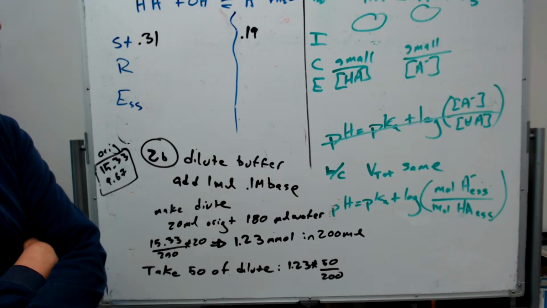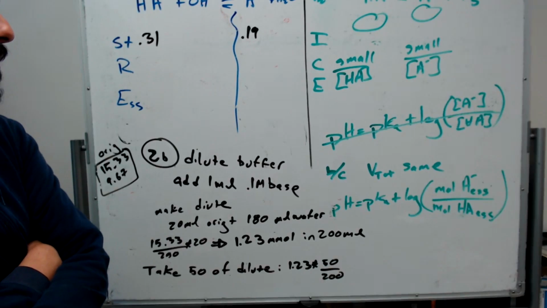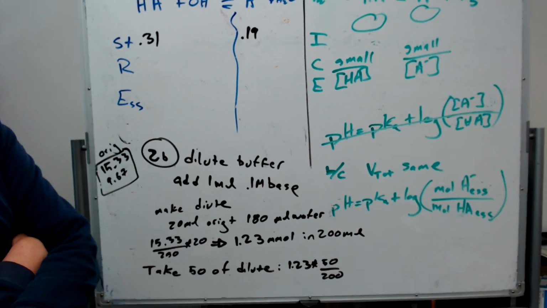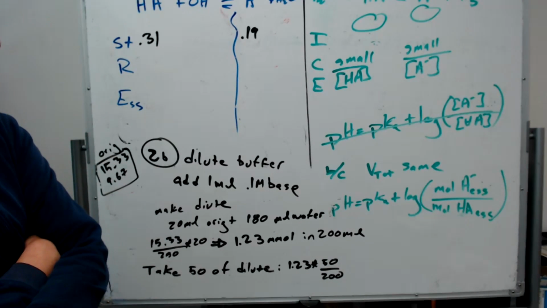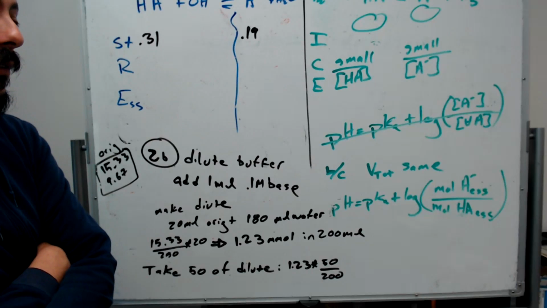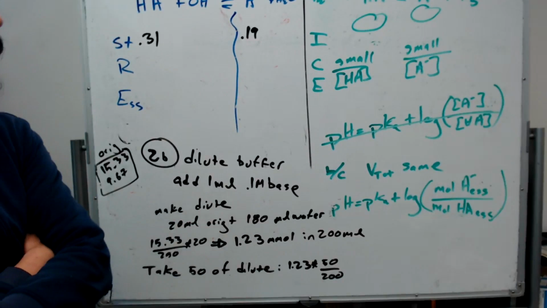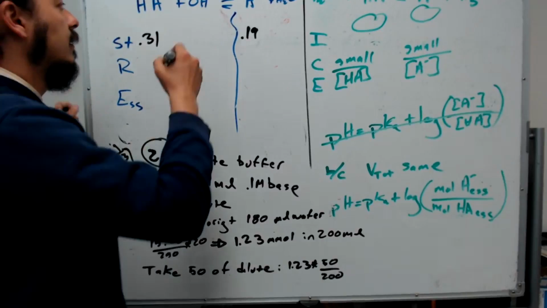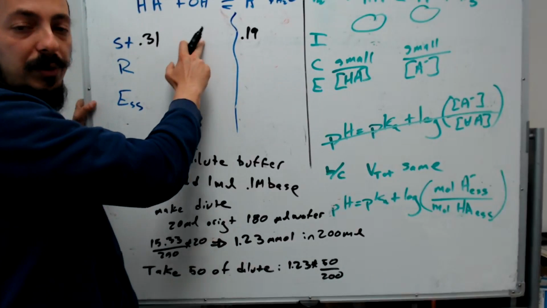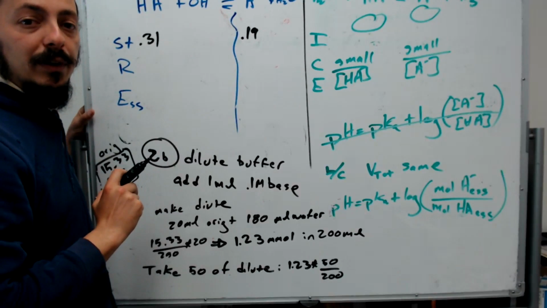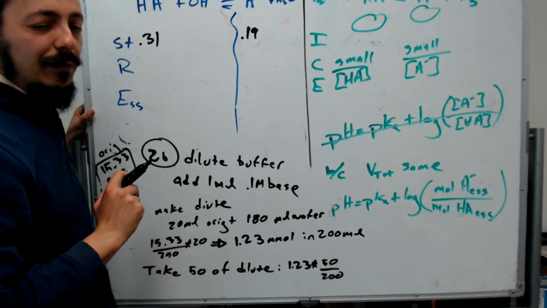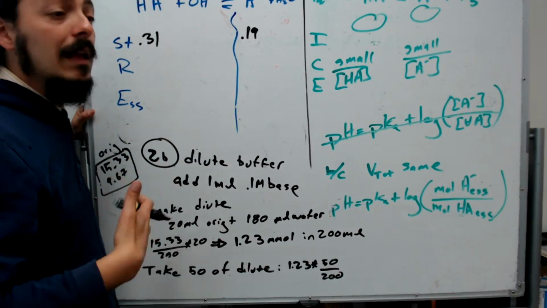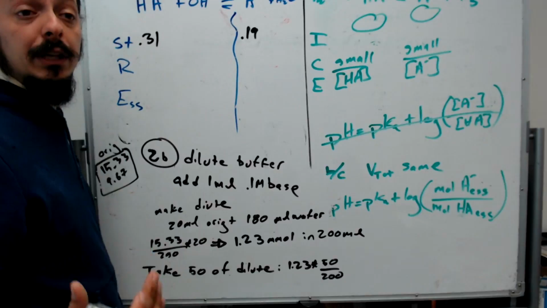Wait, are you saying how much base can you add? Yeah, 0.31 moles worth, which would be 3.1 milliliters, right? Because it's 0.1 molar. So you can add a maximum of 3.1 milliliters before you break your buffer. How many milliliters did you add the first time? 1. And you should get something where you're still in your buffer range.